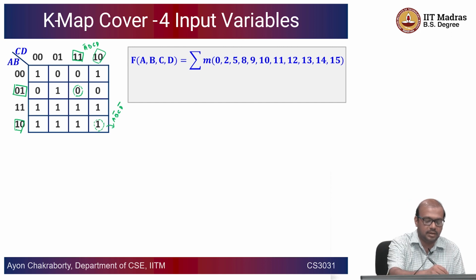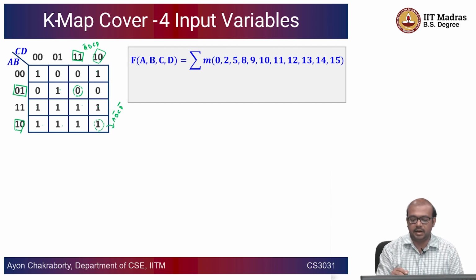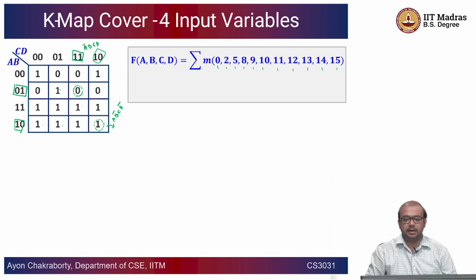In this case, how many min terms are here? 1, 2, 3, 4, 5, 6, 7, 8, 9, 10, 11. So, there are 11 min terms, and we have written it as a sum of products expression. You can always write it as a truth table. Here we have written it as a SOP expression and also drew the corresponding K-map.